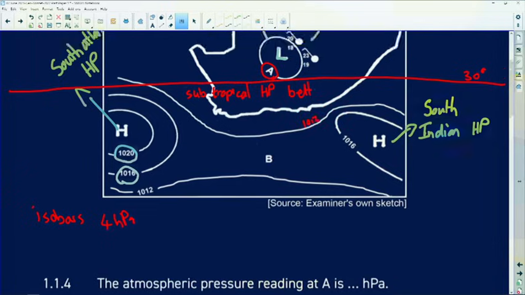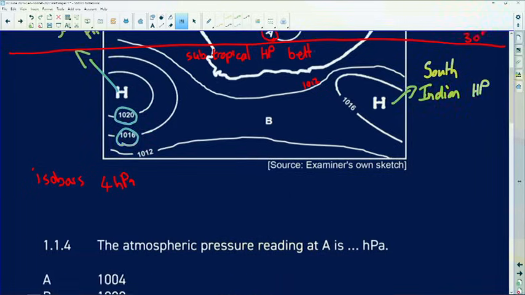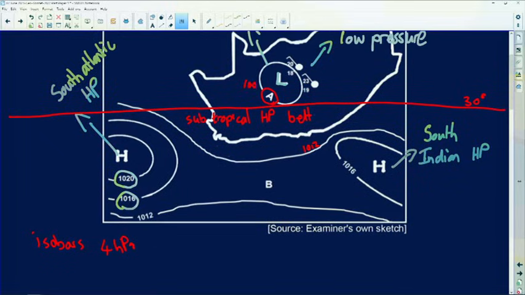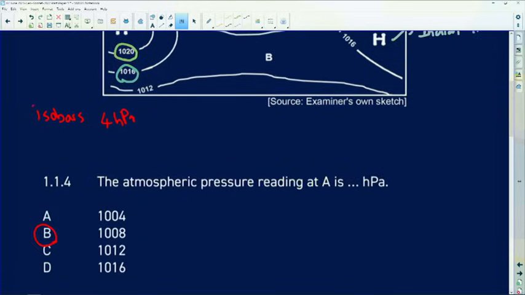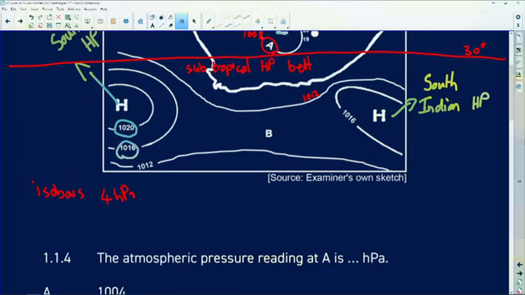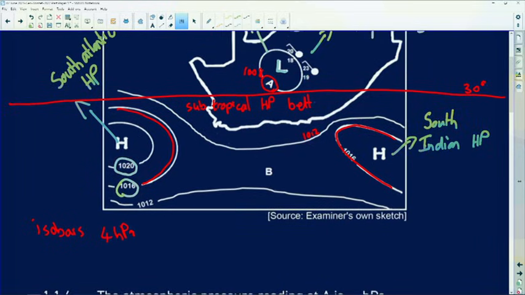Right, so that's 1016, that's going to be 1012, so that means A is going to be 1008. So our correct answer for 1.1.4 will be B. As you can see, please pay attention to the isobar interval, 1020, 1016, 1012. From here we go, there's 1016 going all around, as you can see it is decreasing, 1012, and the next isobar is going to be 1008.